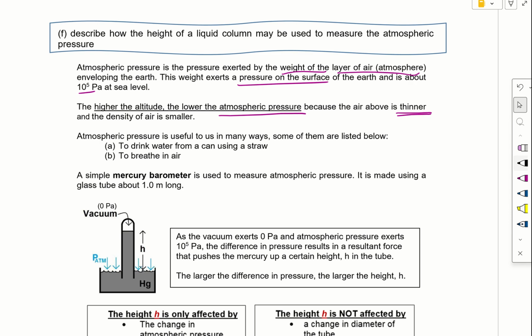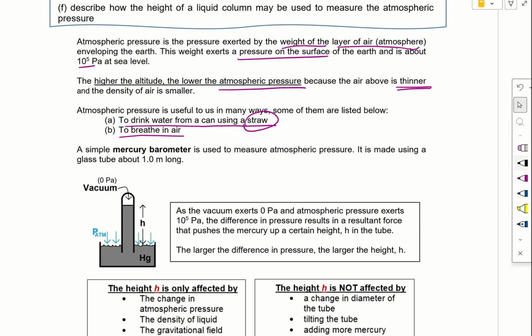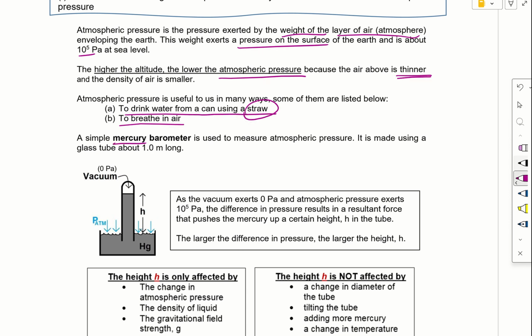So atmospheric pressure is useful to us in many ways, like drinking water from a can using a straw. So we are not actually sucking up the liquid, we are actually sucking up the air and allowing the atmospheric pressure to push down on the liquid surface to push the liquid up into our mouth. Okay, and also allow us to breathe in air. Okay, so we use a simple mercury barometer.